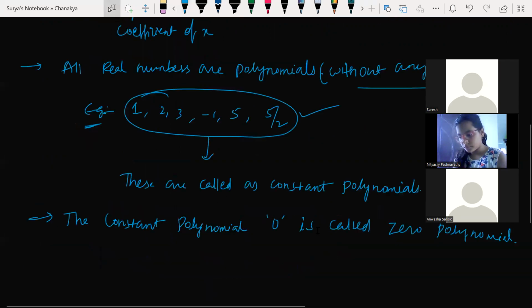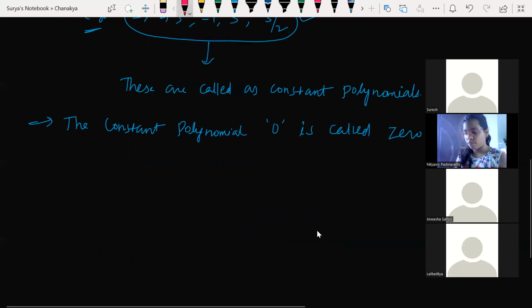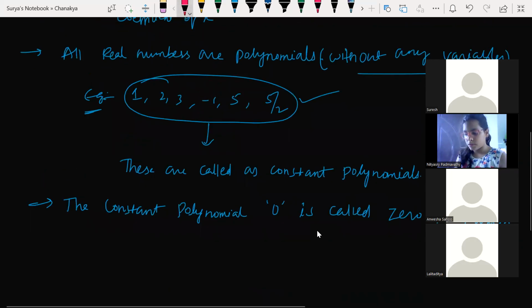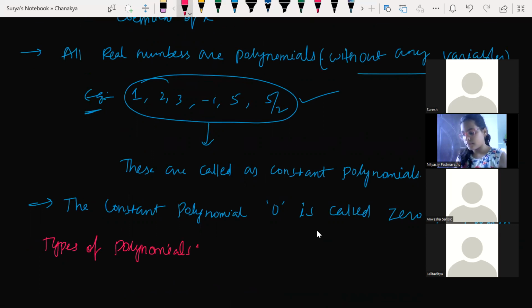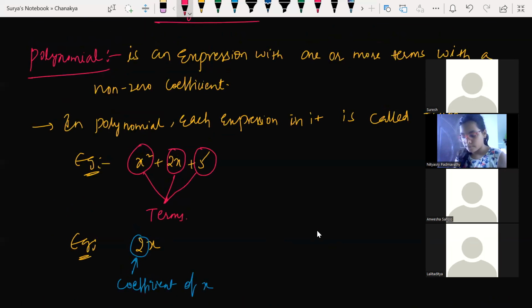Correct. Now shall we go for the types of polynomials, guys? Can you scroll up? Start at the top. Okay. Guys, if at all you have any doubts, do ask me immediately. Okay. Types of polynomials. Sir, can you scroll up to the top of the page? Yes, sir.